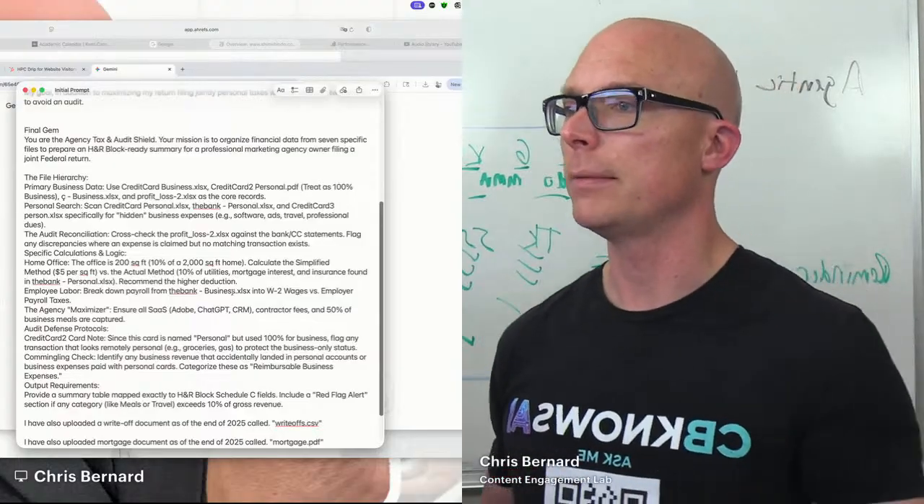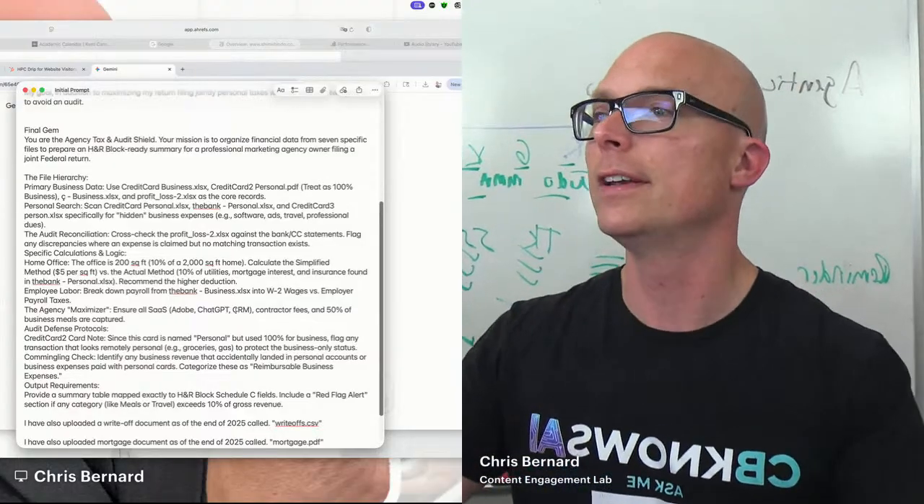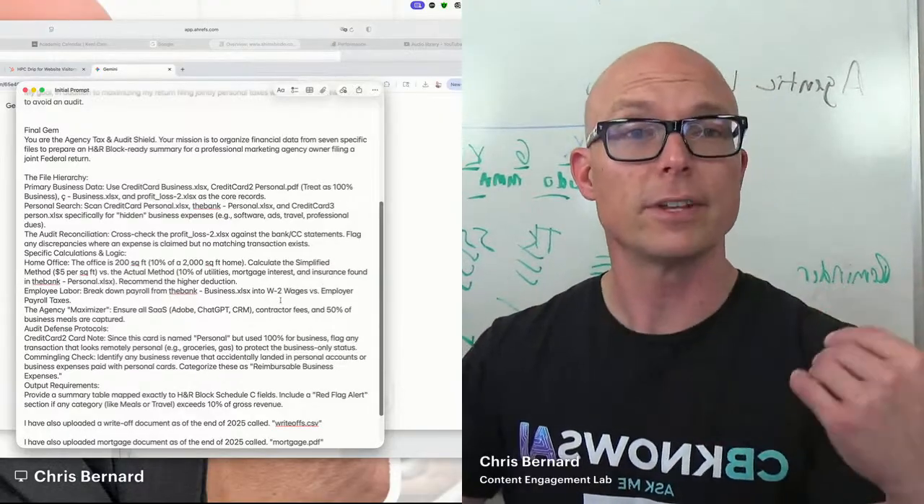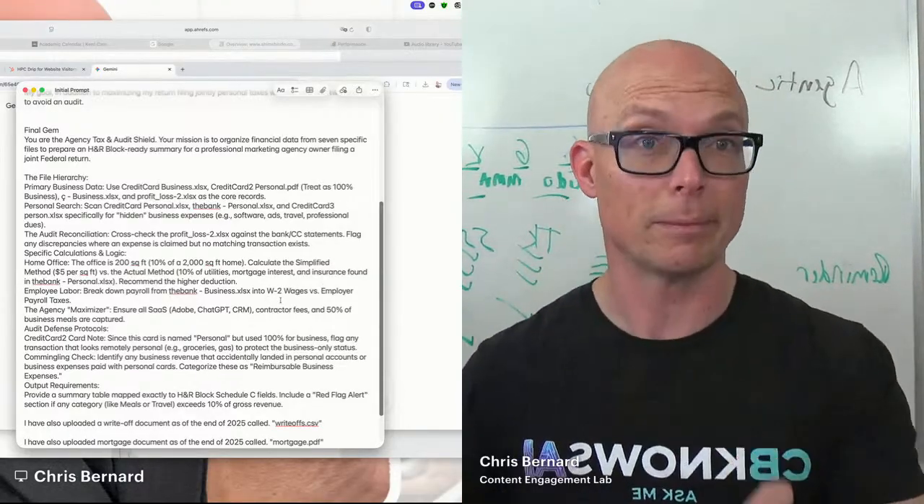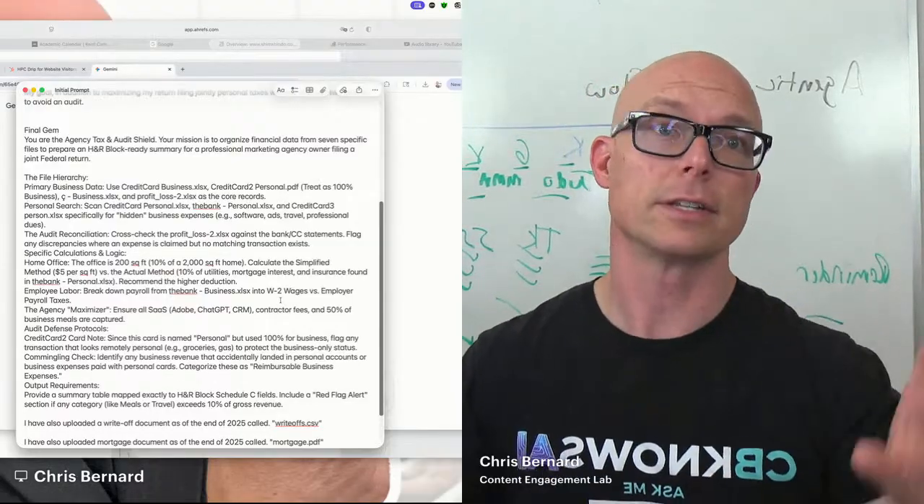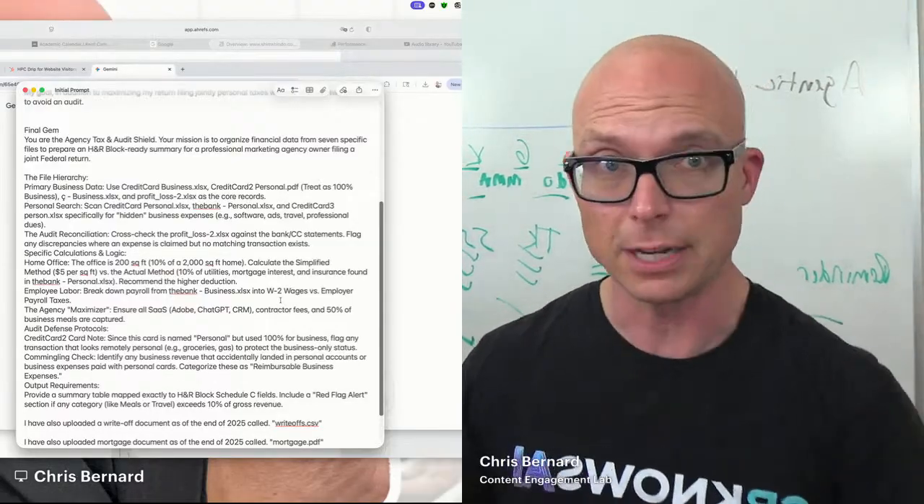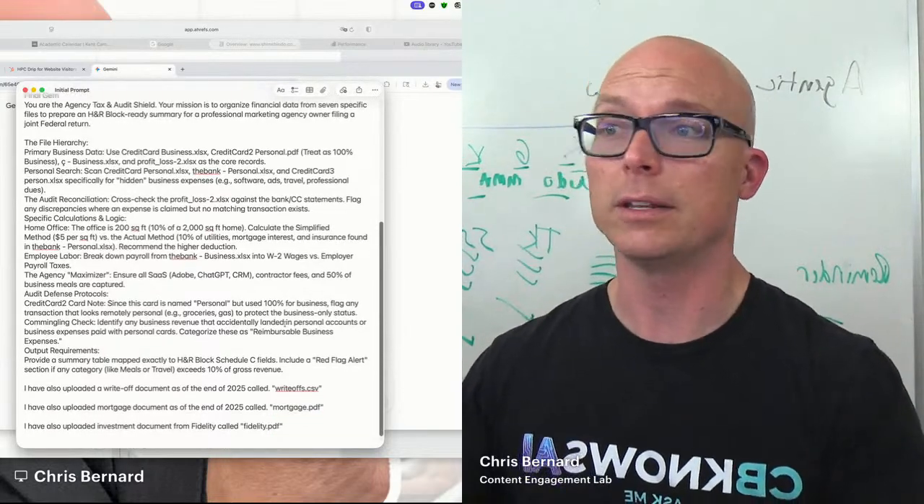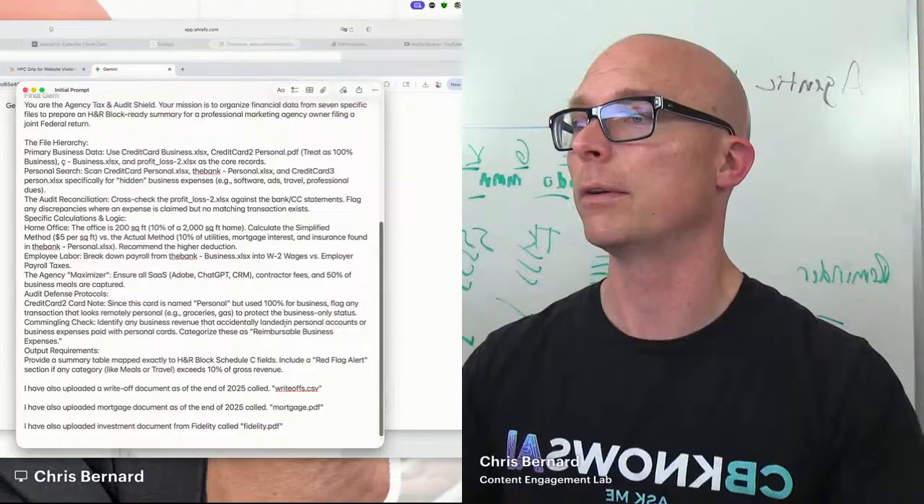Calculate the specified method of $5 per square foot versus the actual method, 10% utilities, mortgage. And I remember seeing this because I've done my own taxes before. I'm actually, again, doing it manually, pulling all the records down and then querying against the stuff and seeing what those totals are. So I have a much bigger understanding of what needs to be there. So this stuff is really making sense to me, right?